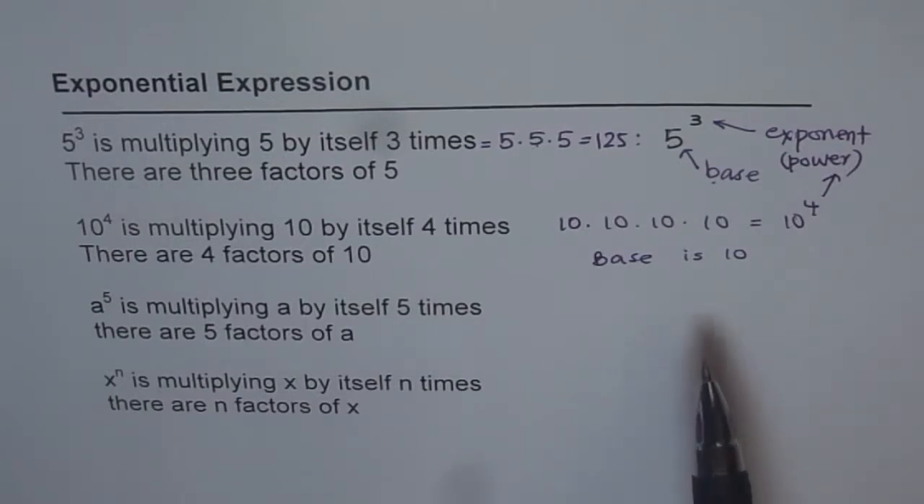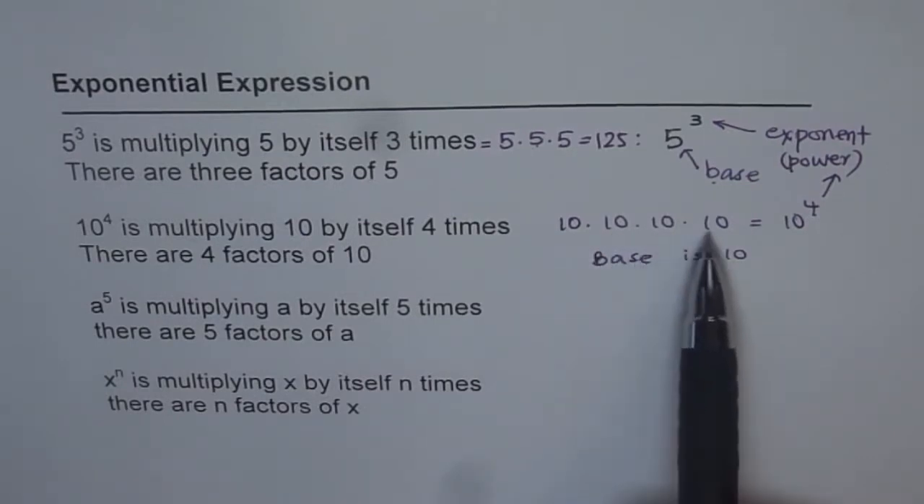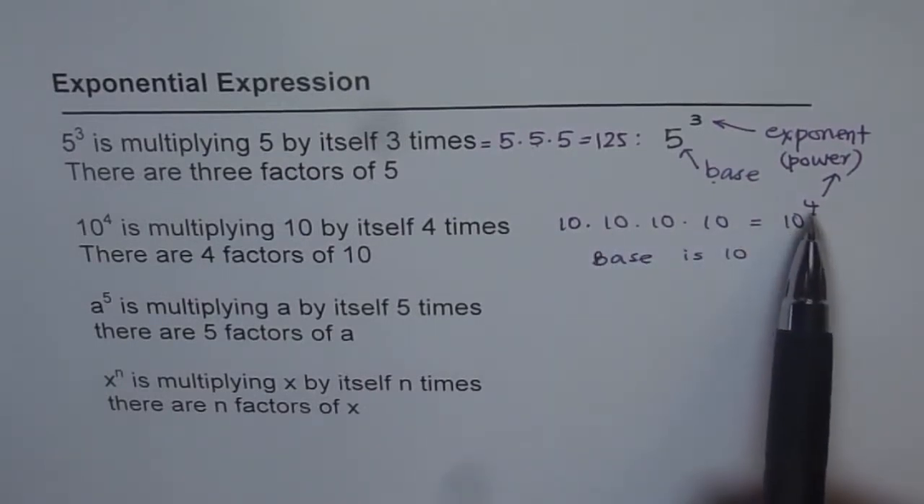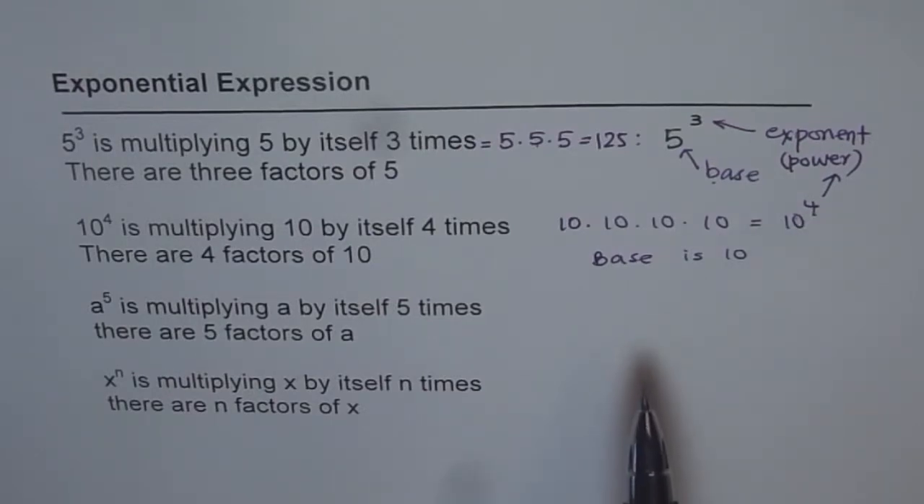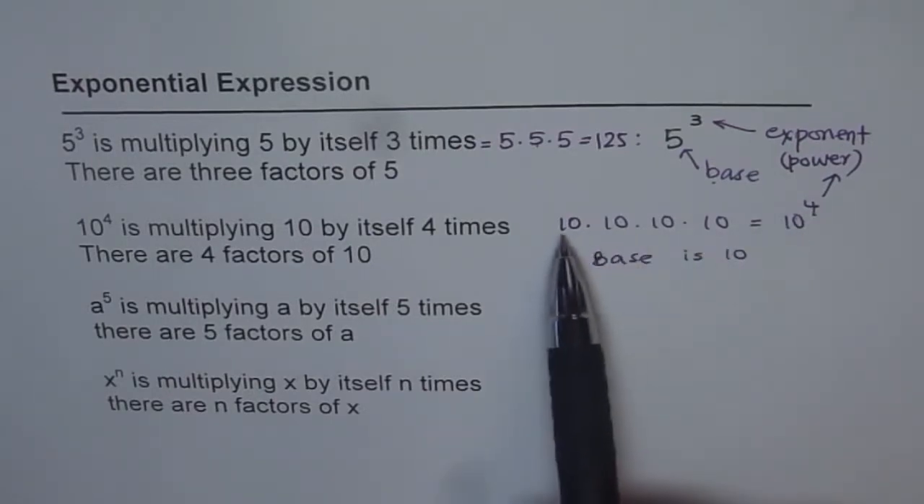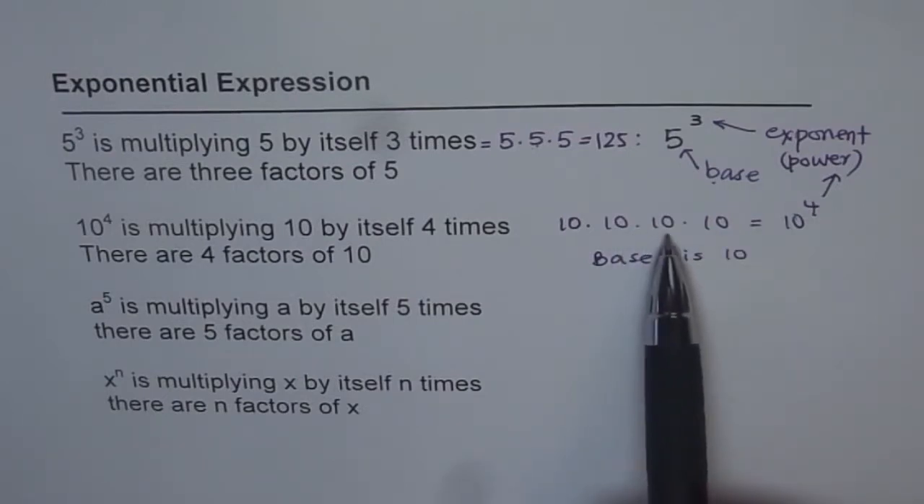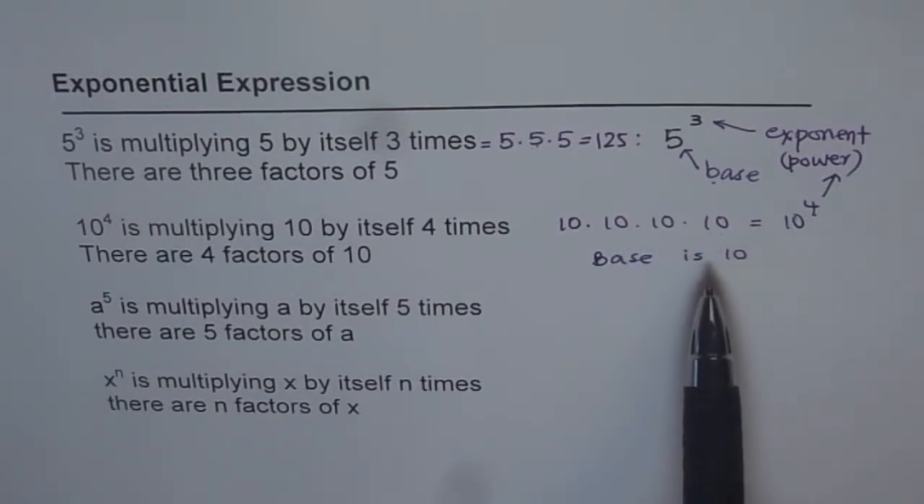You can see here that an exponential expression is used to indicate the number of factors involved in multiplication. Here we have 4 factors of 10, right? So 4 factors of 10 when multiplied can be written as 10 to the power of 4. It's a short way of writing this long multiplication statement. That is another way of looking at it, right?